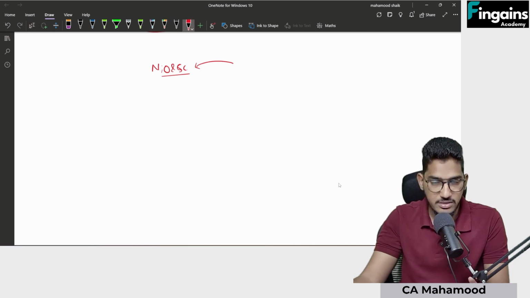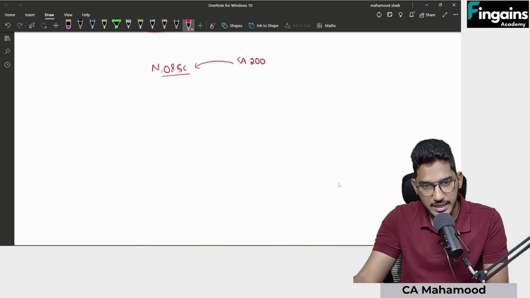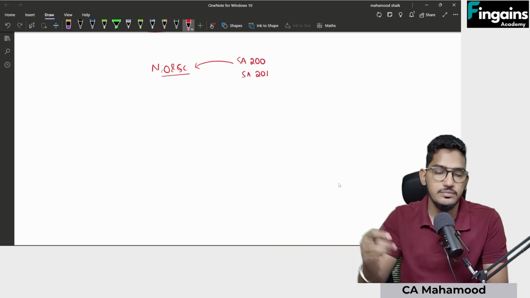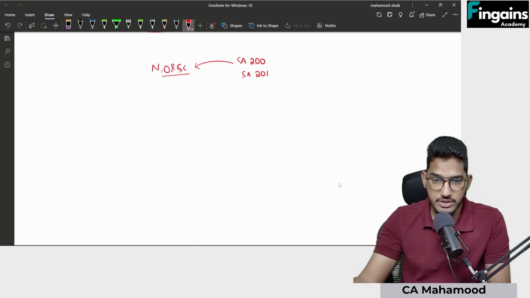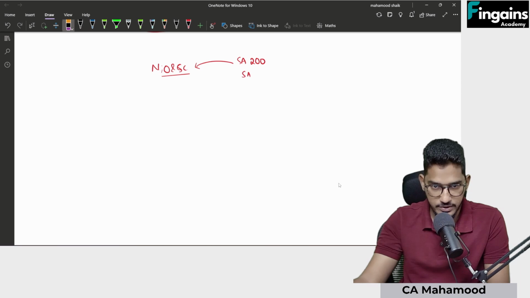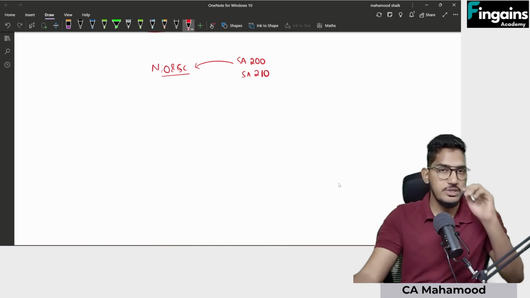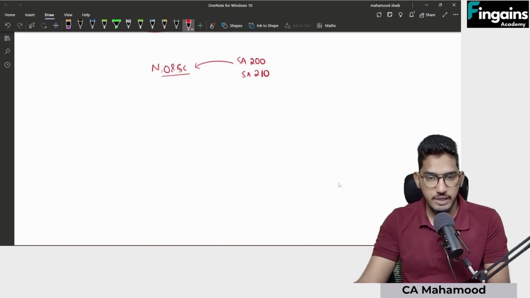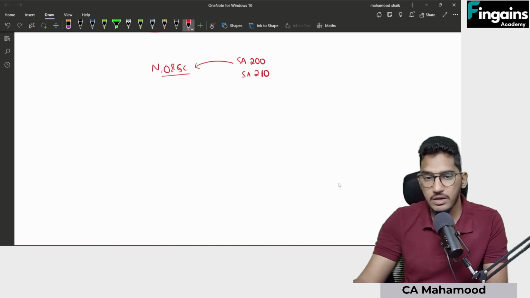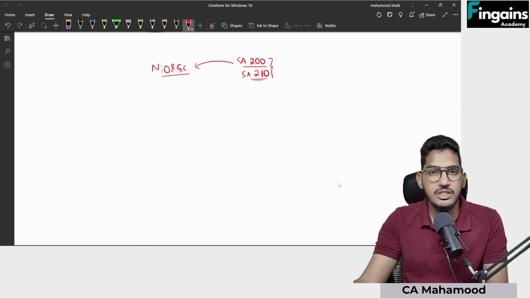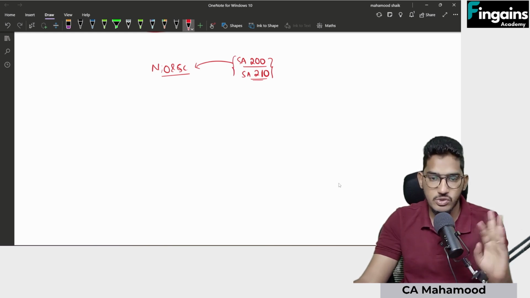The two standards from which this chapter has been taken are SA 200 and SA 210. Sorry, not SA 201, SA 210. So the two standards from which the chapter Nature, Objective and Scope of Audit has been taken are SA 200 and SA 210. So when I say I am teaching you this chapter, I am nothing but taking you through the content from these two standards, SA 200 and SA 210.